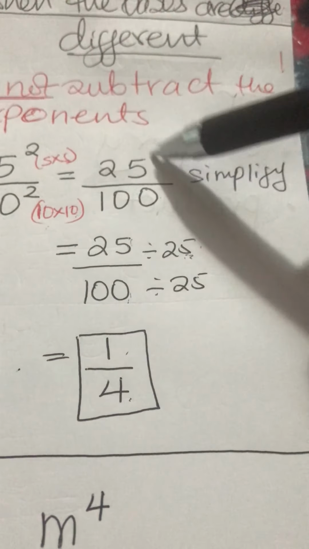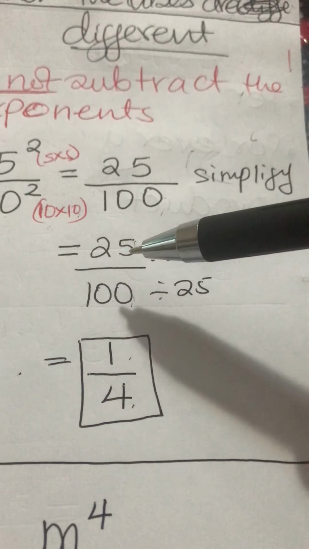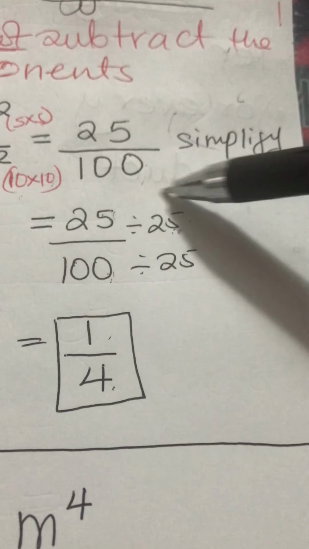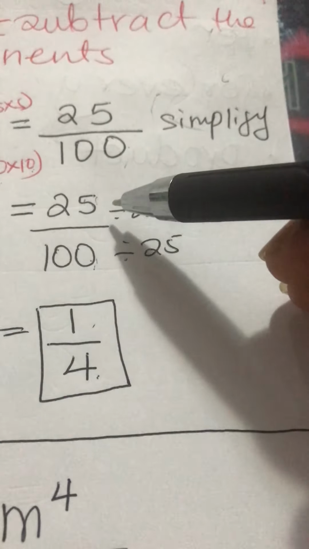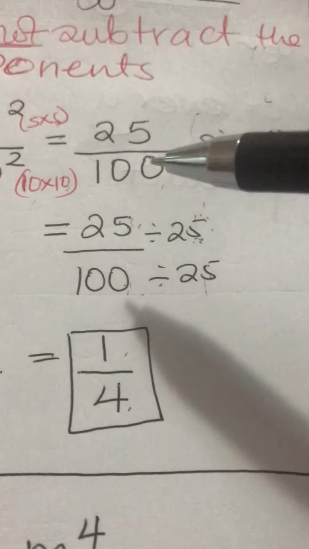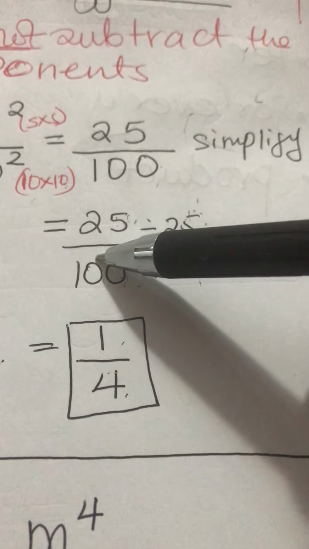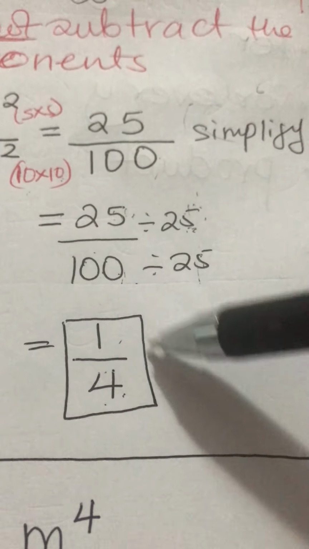And because our answer is a fraction, we have to simplify. Our greatest common factor of 25 and 100 is 25. So what do we do with the greatest common factor? We divide the numerator and the denominator by the greatest common factor. 25 divided by 25 is 1. 100 divided by 25 is 4. So this is our answer in the simplest form.